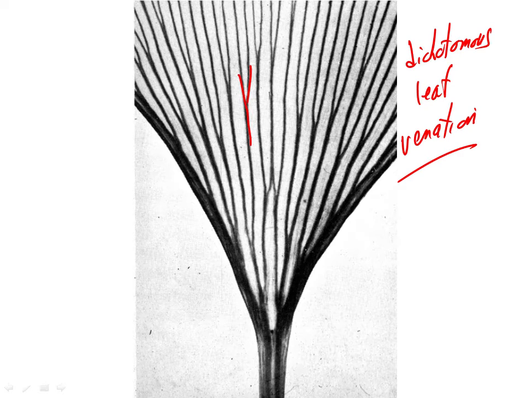So every time it branches, it goes into two. There is a branch where it's coming together here. That is unusual. That's very unusual. They almost always are like this, every time branching in two away from each other. And you see why that works so very well for a Sphenophyll. The perfect venation system for a Sphenophyll.